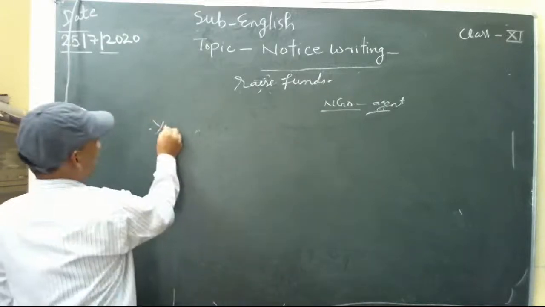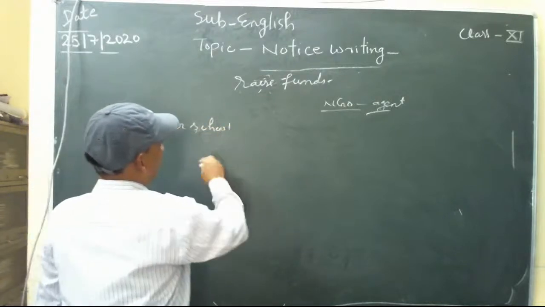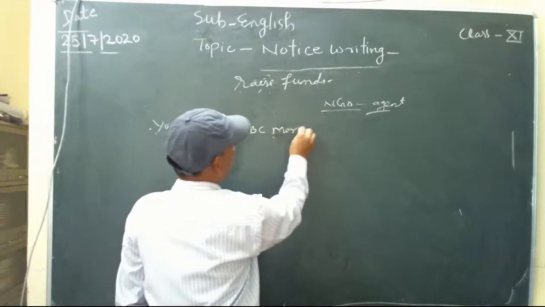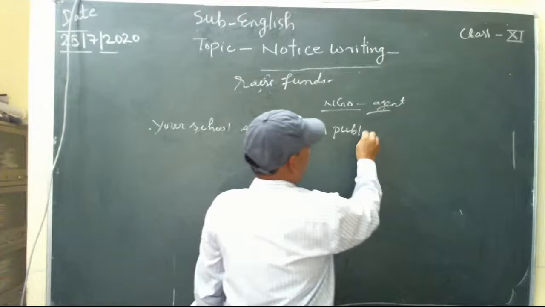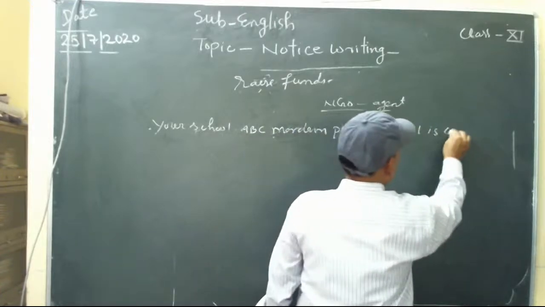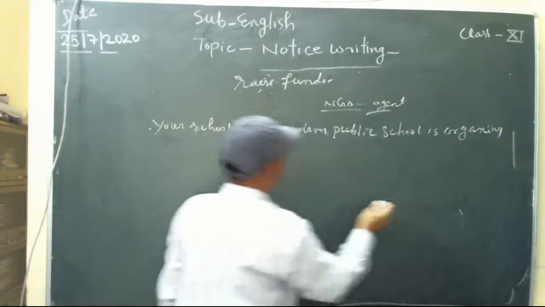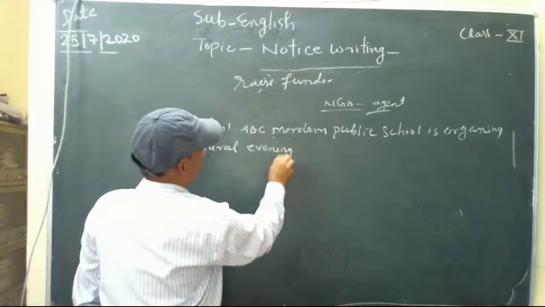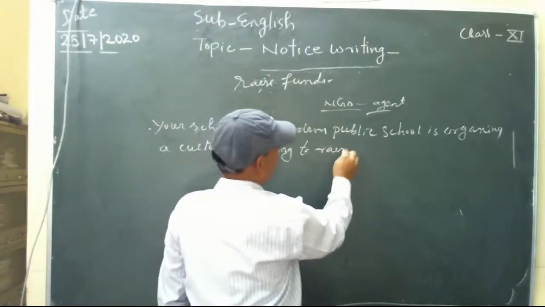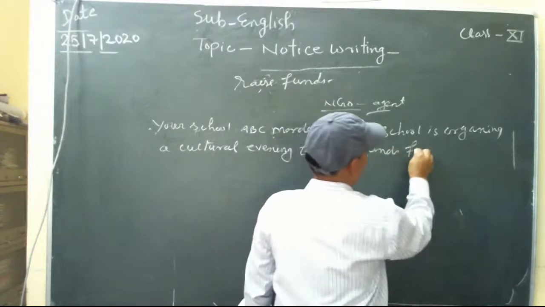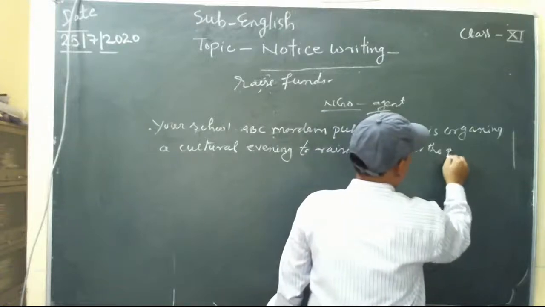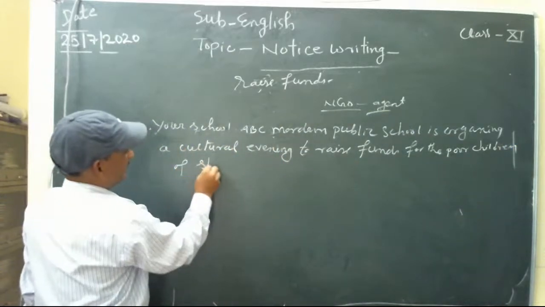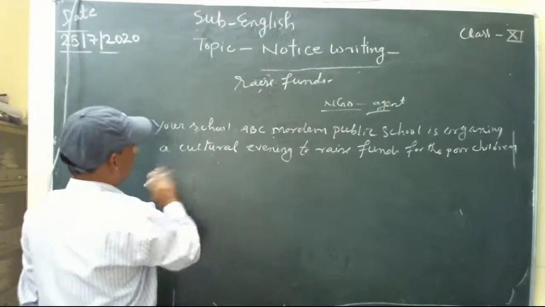Suppose the question is your school, maybe ABC Modern Public School, is organizing a cultural evening, okay, to raise funds for the poor children of slums, poor children living in slums.